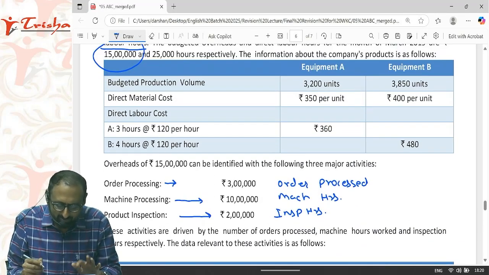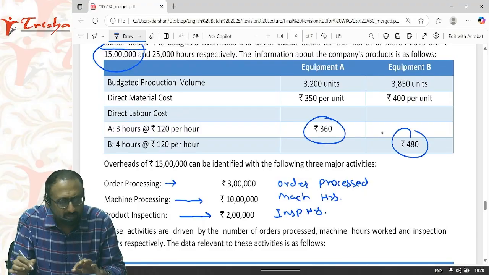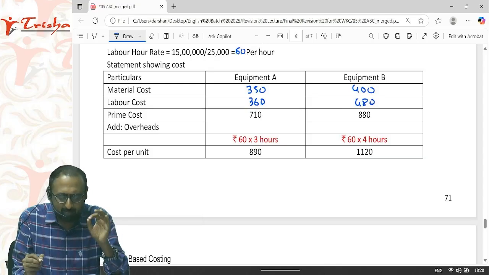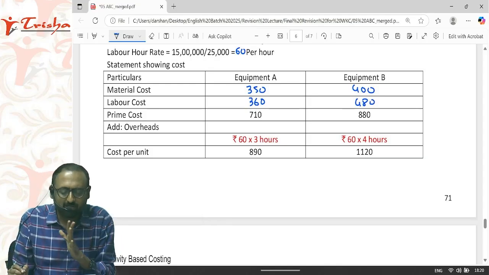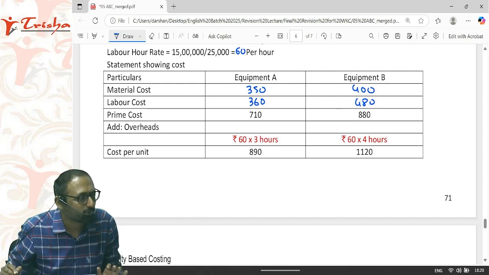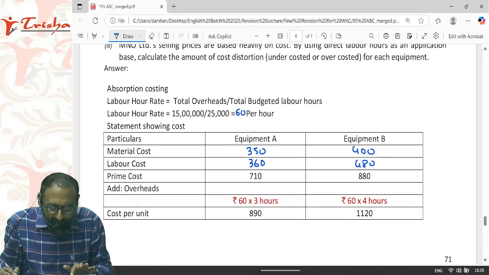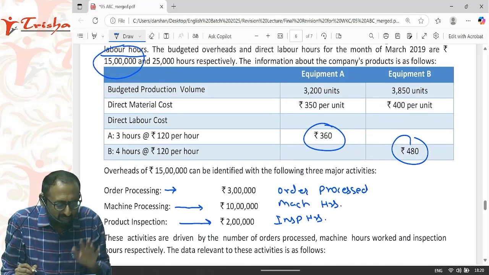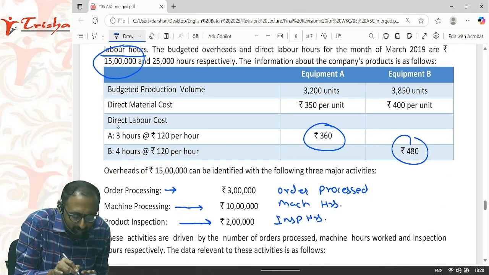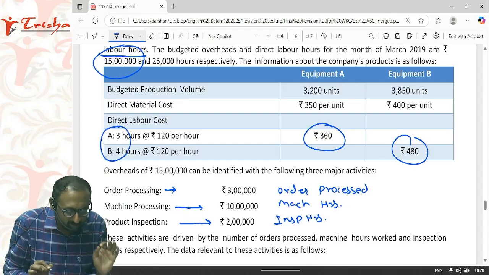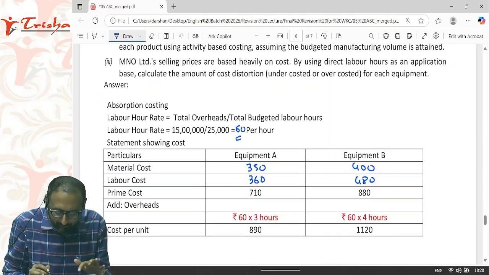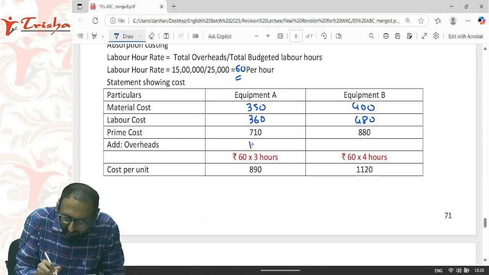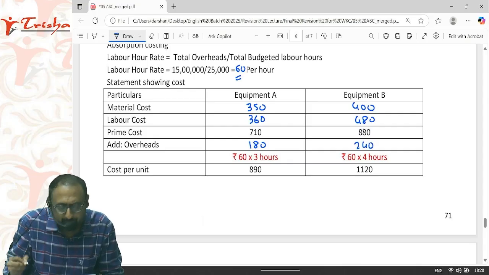Sirji, you will have to check the labor cost. How much is the labor cost? 360 and 480. So 360 and 480 is your labor cost. Direct material plus direct labor is equal to your prime cost. 710 and 880 is your prime cost. Then you will add overhead. What is the predetermined rate you have calculated, sirji? Is it 60 rupees per labor hour? Now multiply by labor hours. Sirji, check in the question in this table. Labor hours are given: for A, 3 hours required, and for B, 4 hours required. Correct, guys? So 60 rupees per hour multiplied by 3, and 60 rupees per hour multiplied by 4. Is it 180 will be your answer and 240 will be your answer?